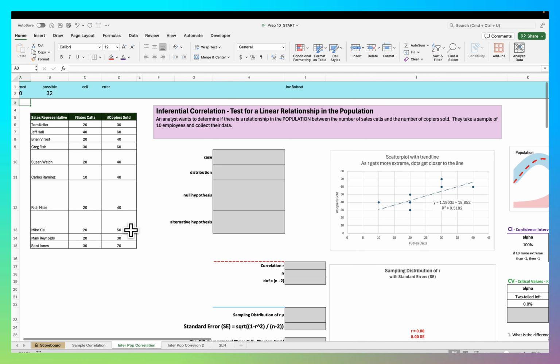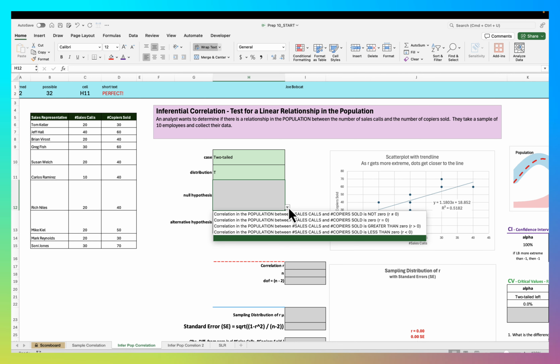So that's pretty cool. So an analyst wants to determine if there's a relationship in the population between the number of sales calls and numbers of copiers sold. They take a sample of 10 employees and collect their data. So the case is two-tailed, because it always is, because we don't know which way it's going to go. The distribution is a t-distribution, because we don't know the population standard deviation.